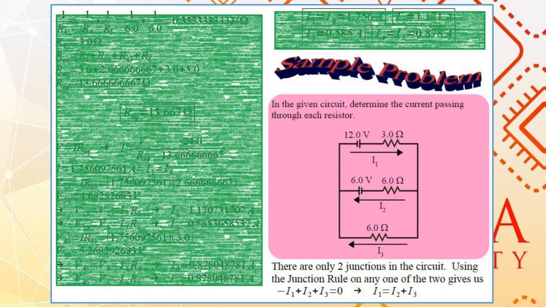Looking at the figure, we see that there are two junctions in the circuit, but in terms of the currents passing through the junction, the two junctions are similar in that they will give you the same equation if you apply the junction rule. Using either of the two junctions, you get the following equation: I1 is equal to I2 plus I3.